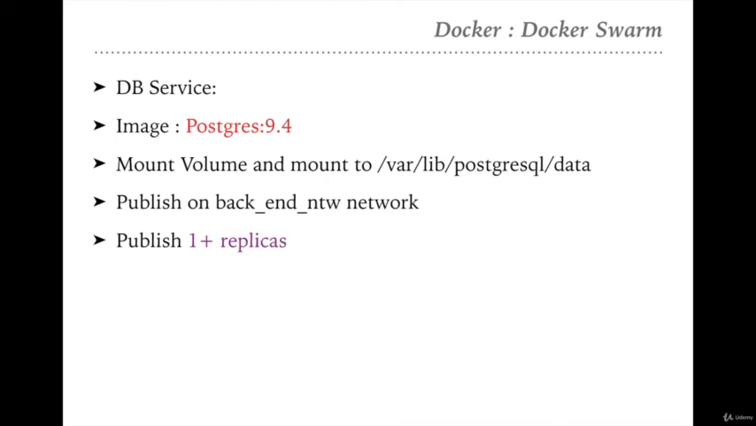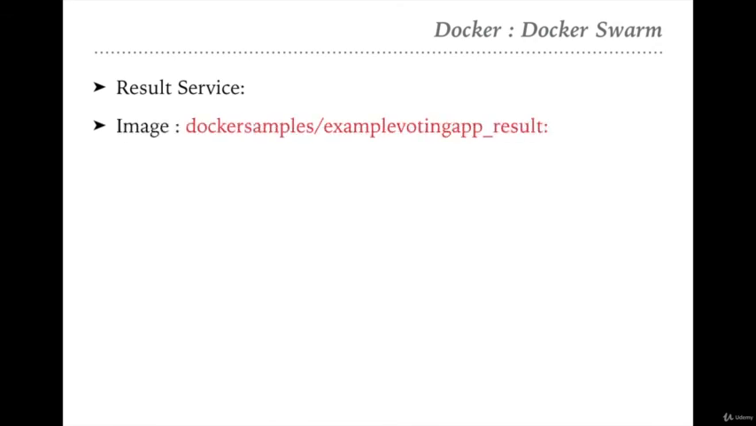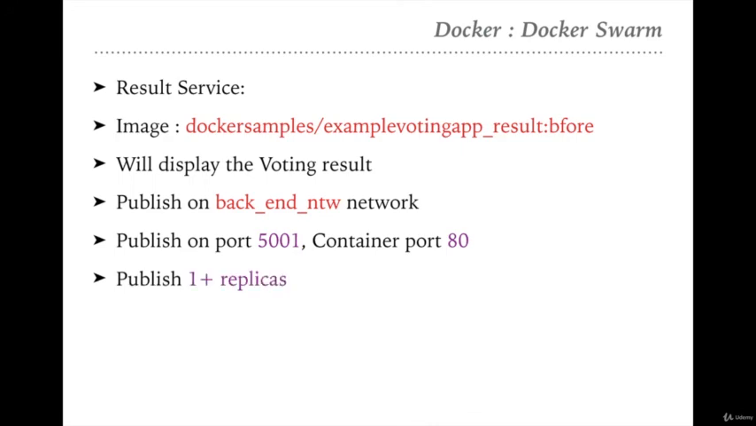So till now we have created 4 services. Now let's move to the last service. The next service is the result service, which is again a web app, and we can download the image from docker samples example voting app_result and again tag the before image. This image will display the voting results, and we need to publish this image on the backend overlay network. Publish this image on port 5001 and container port 80. Publish 1 plus replica of this particular service.